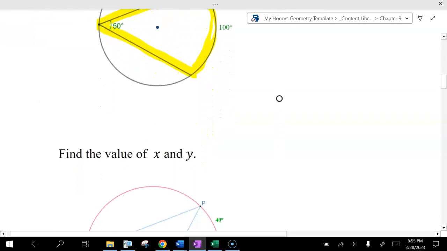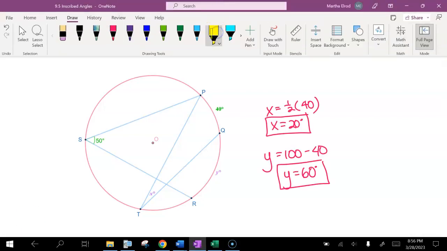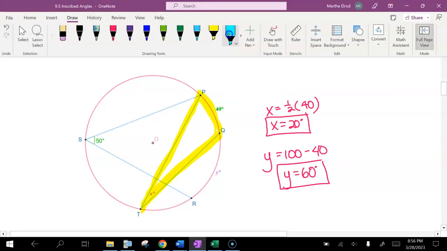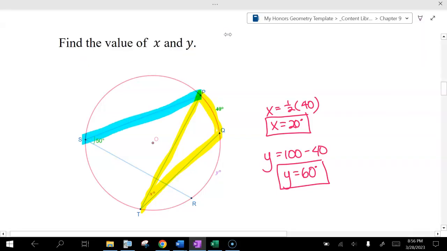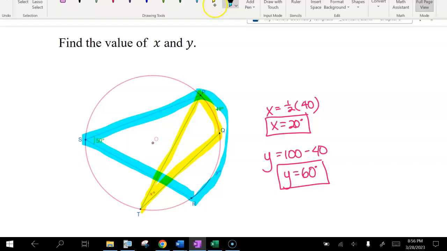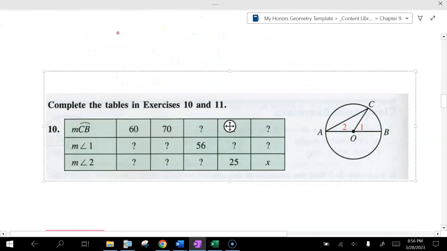And let's take a look at some examples of how we would do this. Why don't you try to solve this right here and solve for x and y and then come back and take a look at the answers. So you should have seen here that x is going to be 20 degrees because it's half of the intercepted arc, which is 40, so half of 40 gives you 20. And then we see, if we look at this inscribed angle that's 50 degrees, that the arc it intercepts is 100 degrees, and you have to do 100 minus the 40-degree arc to get y, which is just 60 degrees.